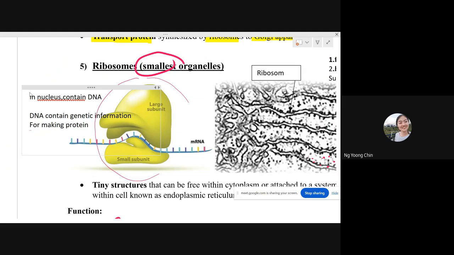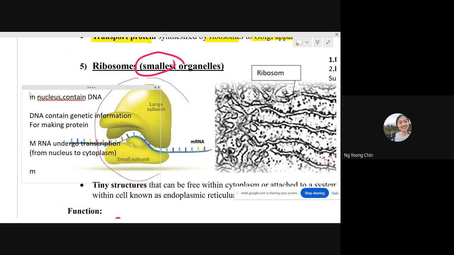So that means you need to copy the genetic information in the DNA out, become the messenger RNA. So messenger RNA is being synthesized. Messenger RNA is trying to copy the genetic information from the DNA, and then they bring the information from the nucleus to the cytoplasm. So this is known as the transcription process. The mRNA will move from nucleus to cytoplasm.